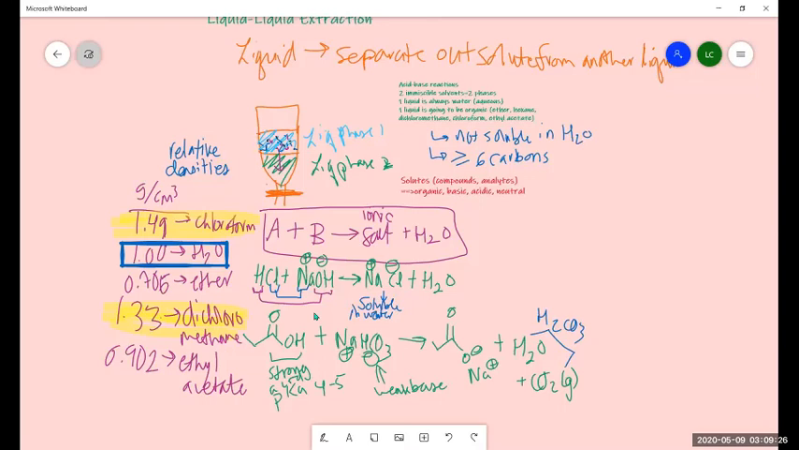So you can't just separate it out as it is. You want to make it have a greater affinity for the other phase. Using an acid-base reaction is one way to do that.